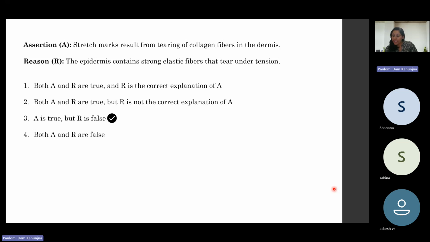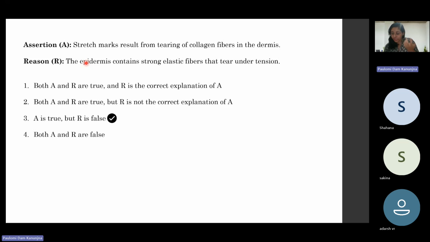And I'll tell you why it is incorrect. So what does it say? It says stretch mark is resulting from tearing of collagen fibers in the dermis. Yes, that's correct. The marks are because your collagen fibers have got damaged. But it's in the dermis. The second statement says epidermis, which is not correct. You don't have any such fibers in the epidermis. All the fibers are in the dermis.